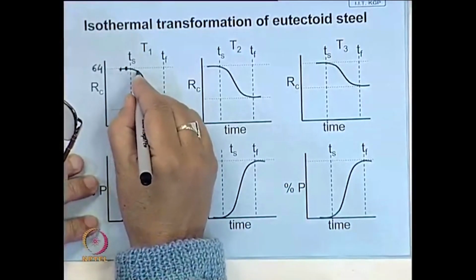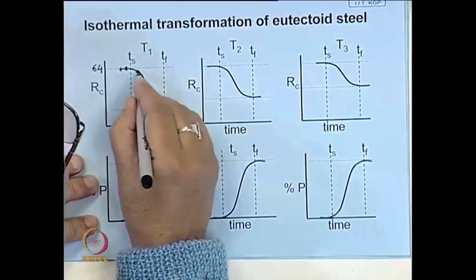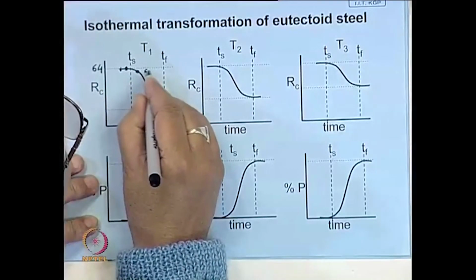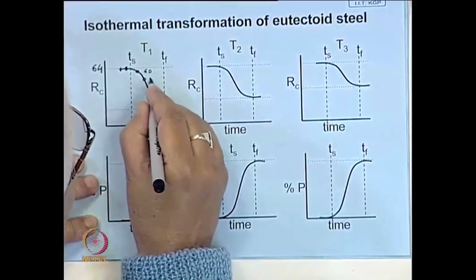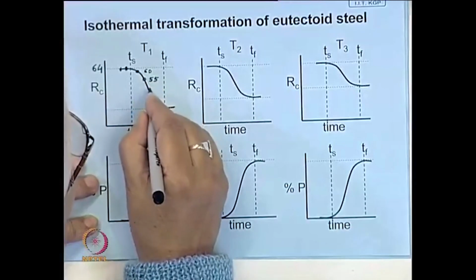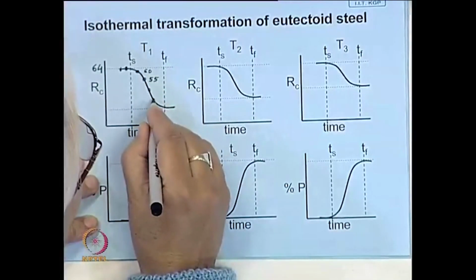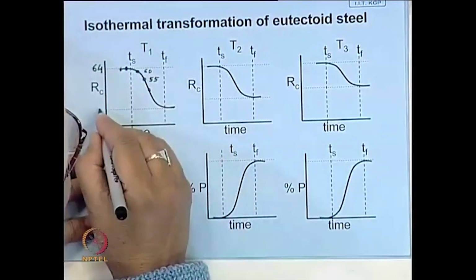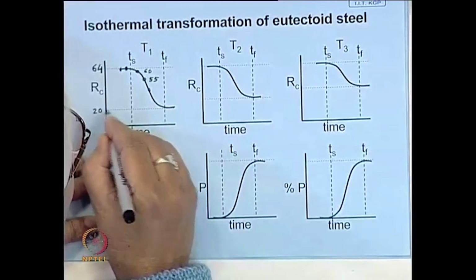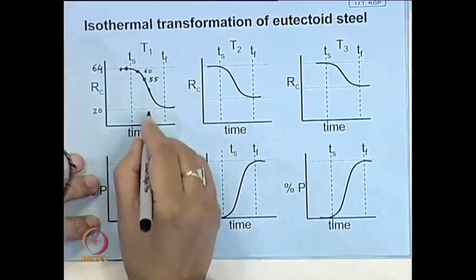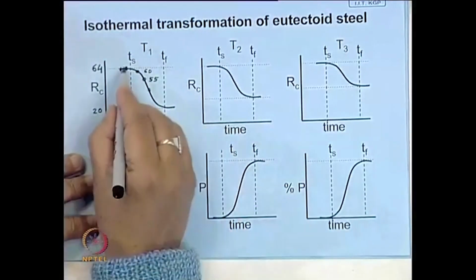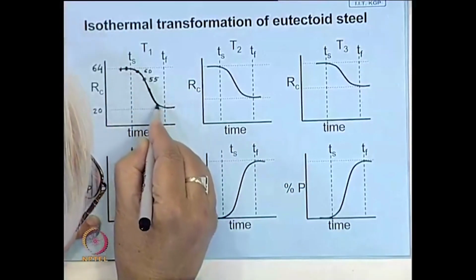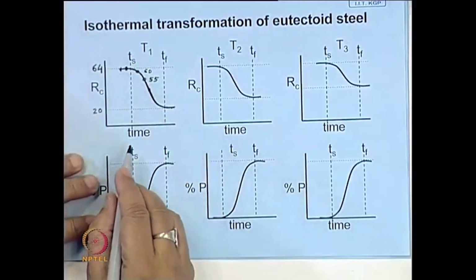After some time you may find that this is a little less, say 60, then you get somewhere 55. So, this is how it will go on, and maybe somewhere here it goes to maybe RC 20. And then if you join these points, you will get a plot like this, a sigmoidal kind of plot.